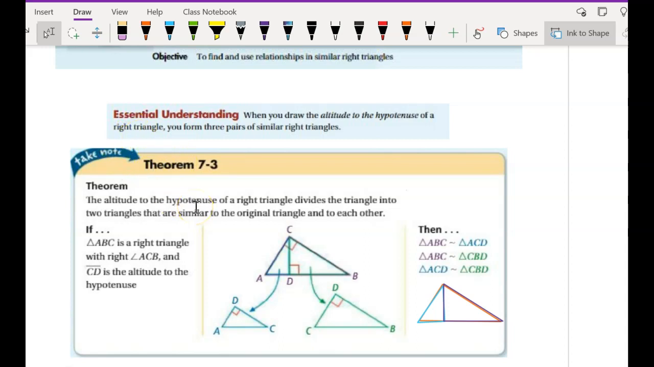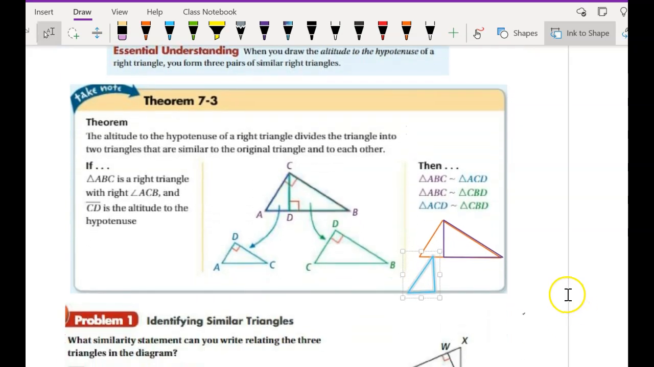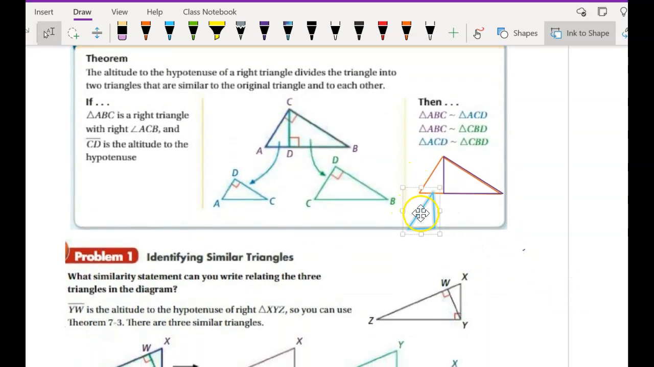Okay, so Theorem 7.3 says the altitude to the hypotenuse of a right triangle divides the triangle into two triangles that are similar to the original triangle, which is this large one, and to each other. So I have some triangles. I'm going to take this and just drop it there. Let me get up here so we can see it better.